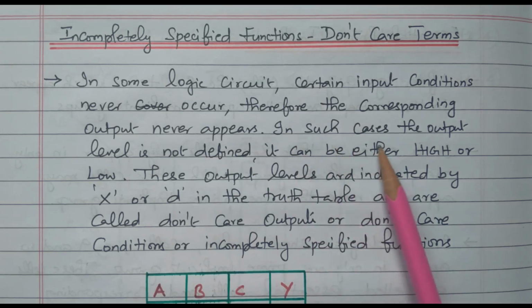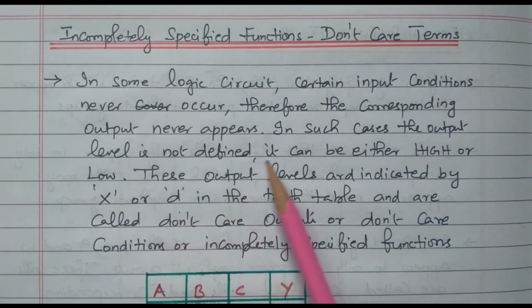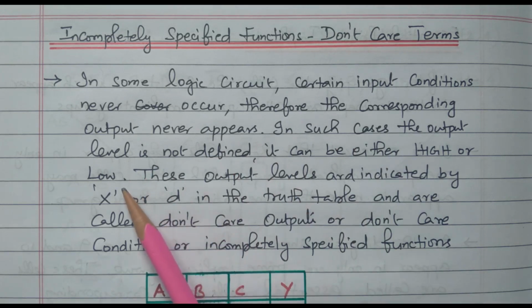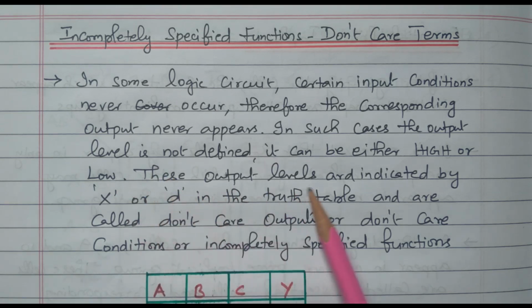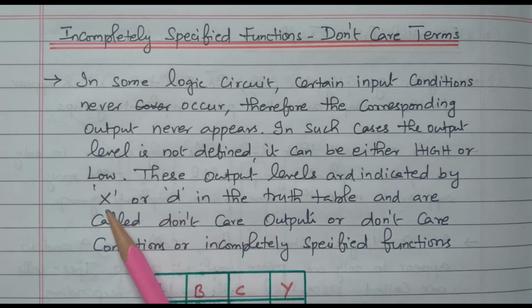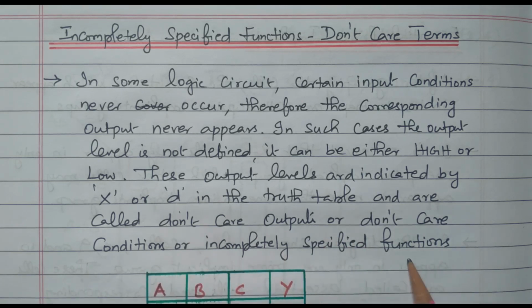In such cases, the output level is not defined. It can be either high or low. The corresponding terms are not defined. It may be 0 or 1. That will not affect the output of the logic circuit. So those output levels are indicated by X or D, don't care condition, or by X in the truth table, and are called don't care outputs, don't care conditions or incompletely specified functions.